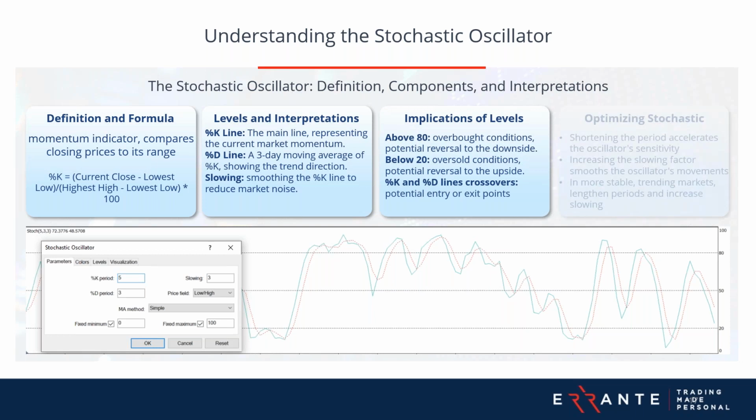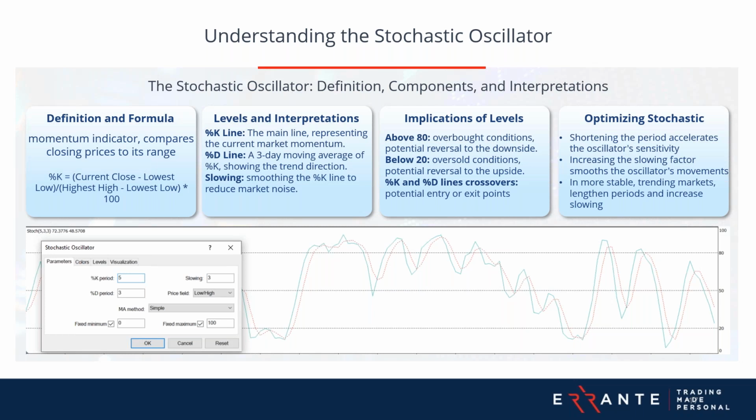Lastly, let's discuss how to fine-tune the stochastic oscillator to match different market conditions, enhancing its effectiveness as a trading tool. First, adjusting the calculation periods can significantly impact the oscillator sensitivity. For traders focusing on short-term movements or operating in volatile markets, shortening the period makes the oscillator more responsive, offering quicker signals. Conversely, for those interested in long-term trends and trading in less volatile conditions, lengthening the period can provide more reliable signals by reducing market noise.